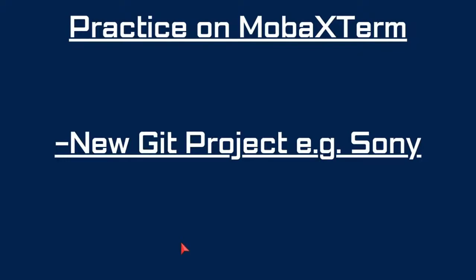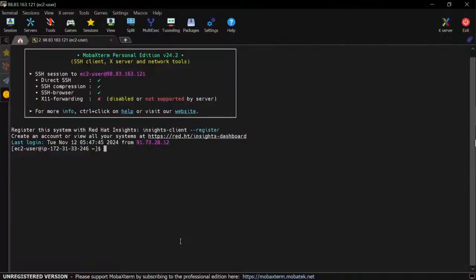Okay guys, next we have a project where we're going to practice on MobaXterm. Our new Git project is Sony. So let's go ahead and practice on MobaXterm. Now that we have MobaXterm open, what we're first going to do is make our directory Sony. Now that we've made the directory Sony, let's cd inside Sony.